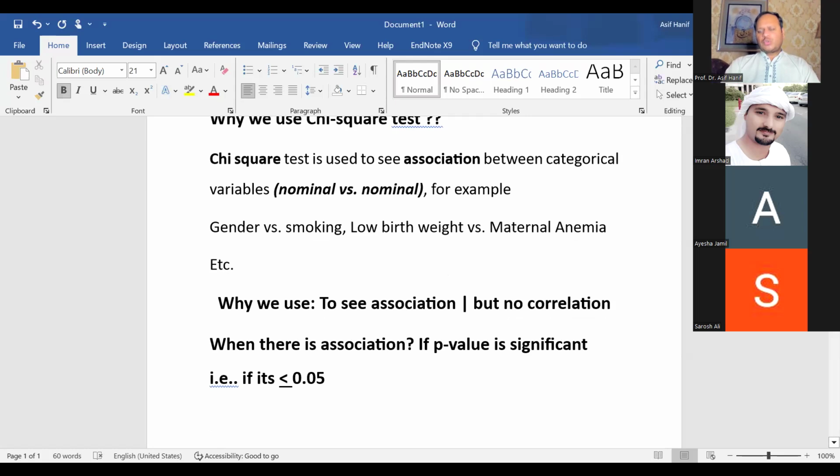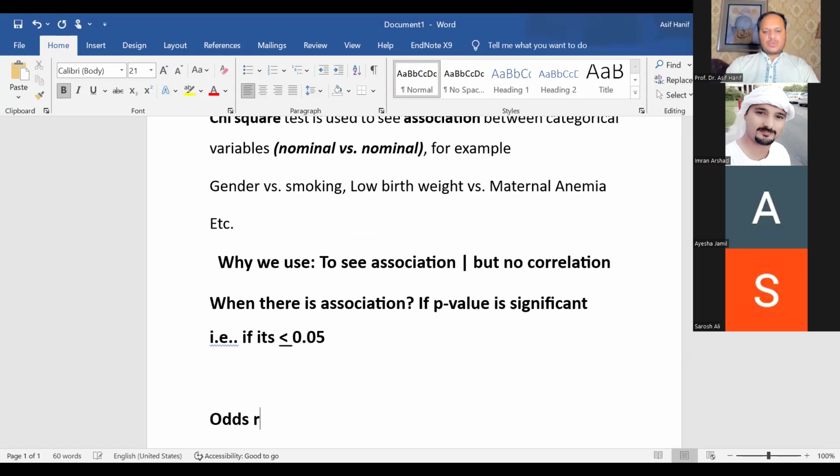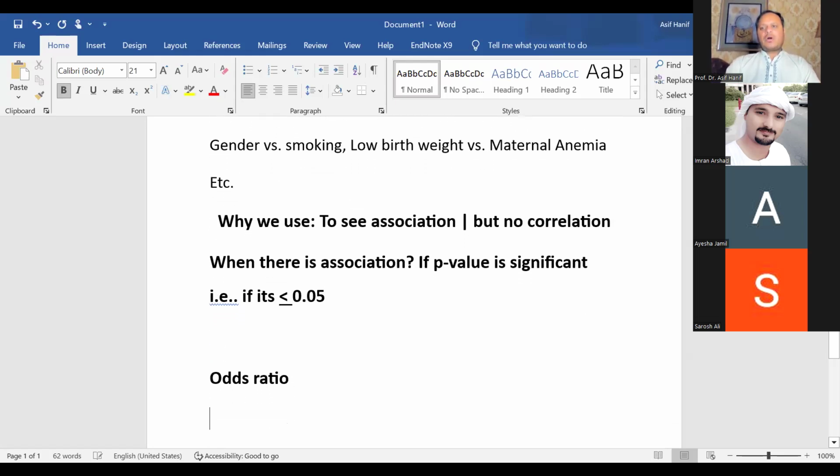So when we apply the chi-square test, there are certain assumptions that I told you I will show you on the output sheet of SPSS. Then we will learn when chi-square may be applied or when the Fisher exact test may be applied. There is another concept of odds ratio. I had already shared a recorded lecture with you about odds ratio, but I felt that it should be revised because we are working with categorical data.